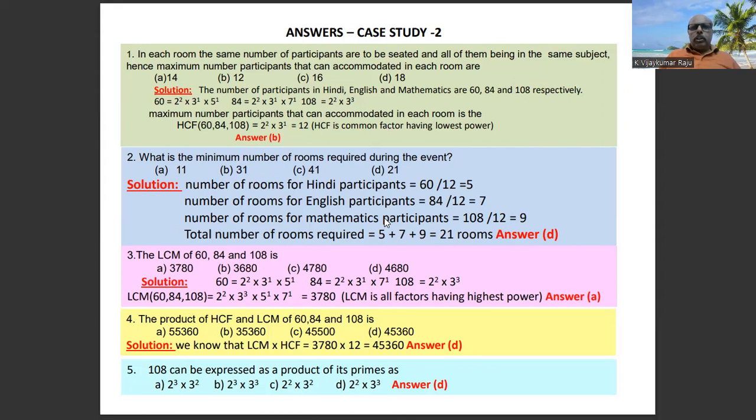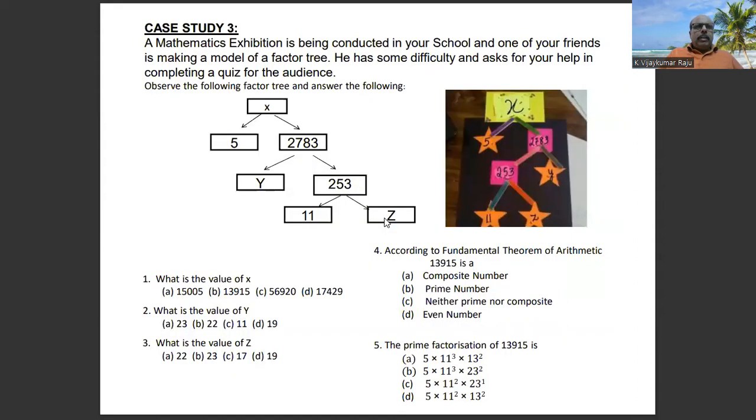Now let me take one more case study before we wind up. So let's take the third case. Case study 3. A mathematics exhibition is being conducted in your school, and one of your friends is making a model of a factor tree. He has some difficulty and asks you for your help in completing the quiz for the audience. Observe the following factor tree and answer the following. X: when you divide this number by 5, you will get 2783.